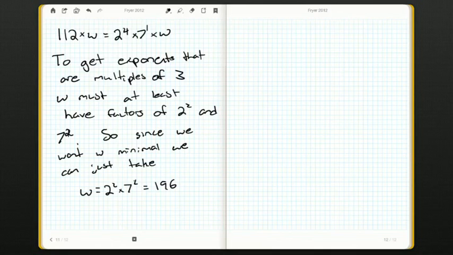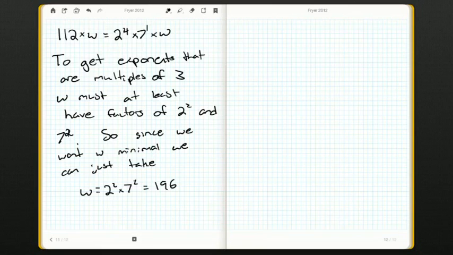Well, that's 14 squared. That's 196, and if we check, we multiply that by 112. That is indeed a cube. And what cube is it? Well, it's going to be 28 cubed, I believe. Yep, exactly 28 cubed. All right.